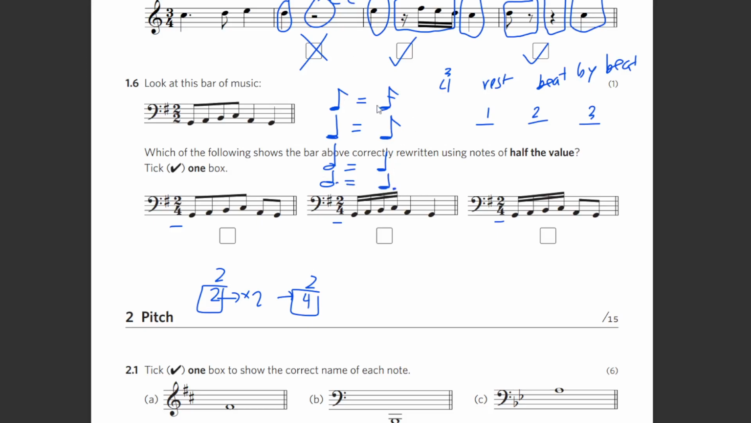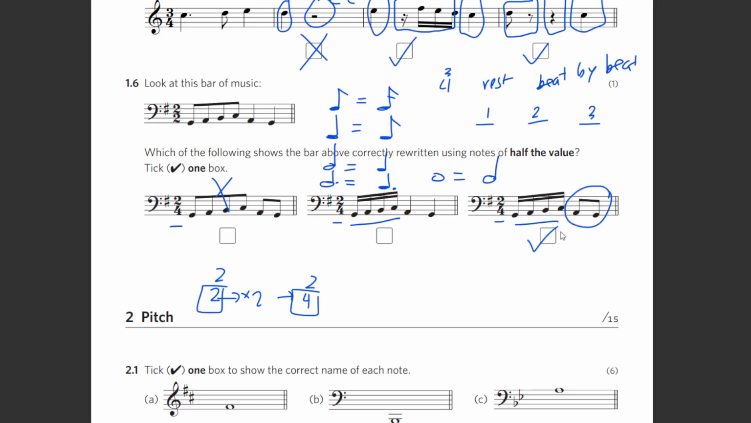So when you want to halve the value, your semi-breve will become your minim. So for these 4 quavers, now they should become semi-quavers. So it should be 4 semi-quavers. These 2 crotchets should become quavers. So this is the correct answer.